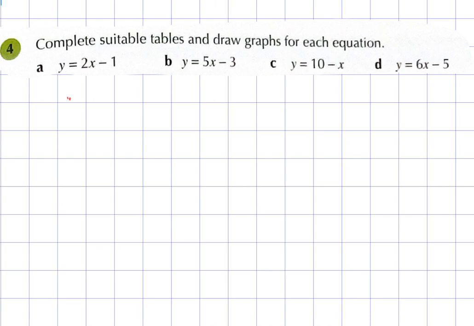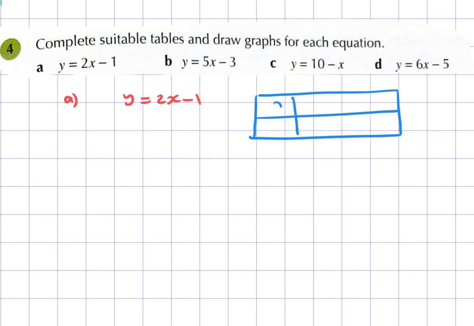For 4a, y equals 2x minus 1. So how to set the table? I need 3 points to draw the line. So this is x and y. You can take any 3 values. You have a choice. Just choose 3 possible values for x: 1, 2, 3, or 0, 1, 2, or negative 1, 0, 1.